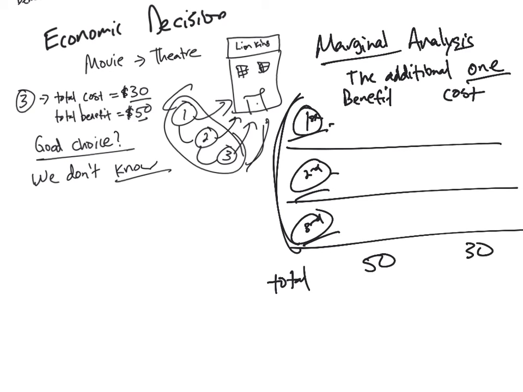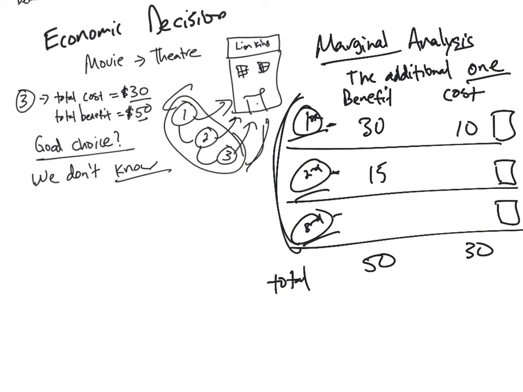We need to look at these things one at a time. Otherwise, we have no idea whether this was a good choice or not to go all 3 times, because I could have gone 2, I could have gone 1. So let's look at the first one. We're going to say the benefit by going the first time was 30 and the cost was 10. Is that worth it? All right, so we're going to check these off over here, whether it was worth it or not. Let's say we go a second time.